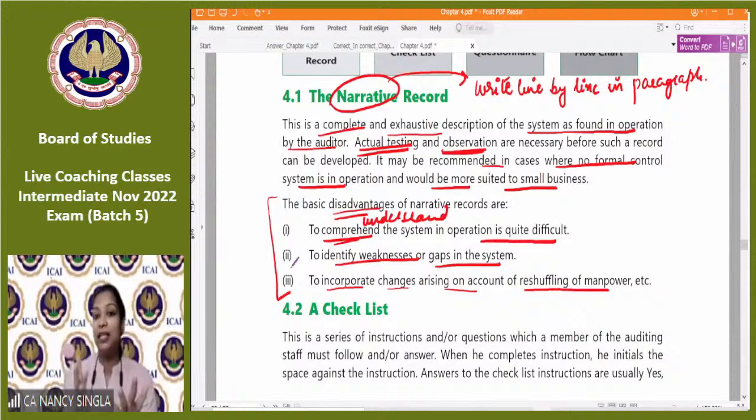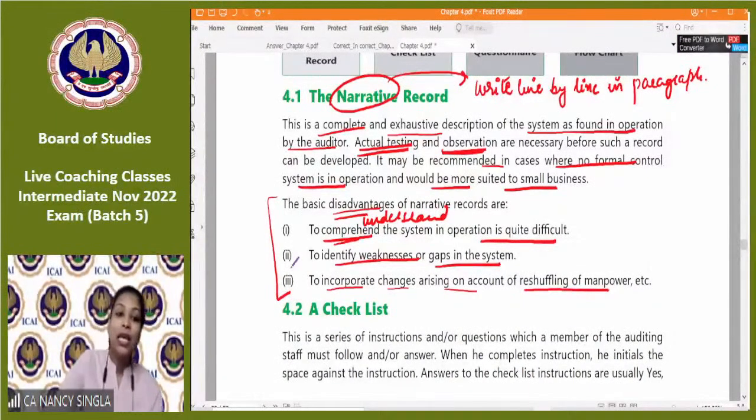Exhaustive is a complete list. Nothing is left. Exhaustive list. Okay? Yes, writing a story, a kind of writing a story as to पहले ये होता है फिर ये होता है. So it is a cumbersome process ना. इतना सारा आप लिखोगे narrative record. But yes, it is suitable for what? Small businesses or where there are no formal control system in place.